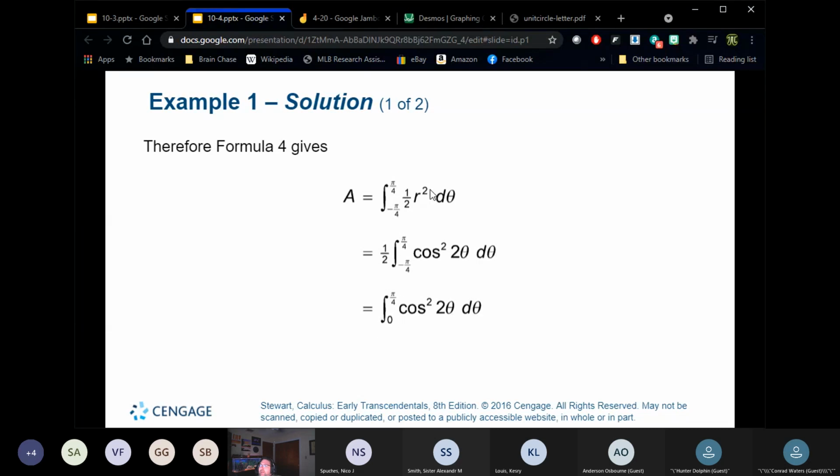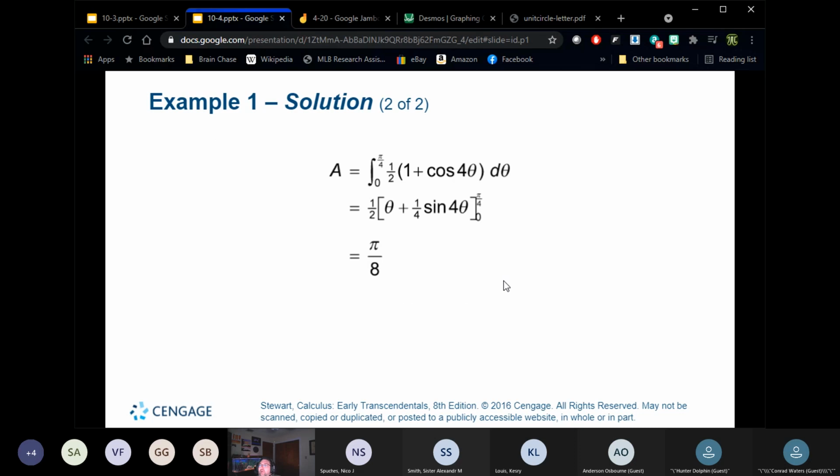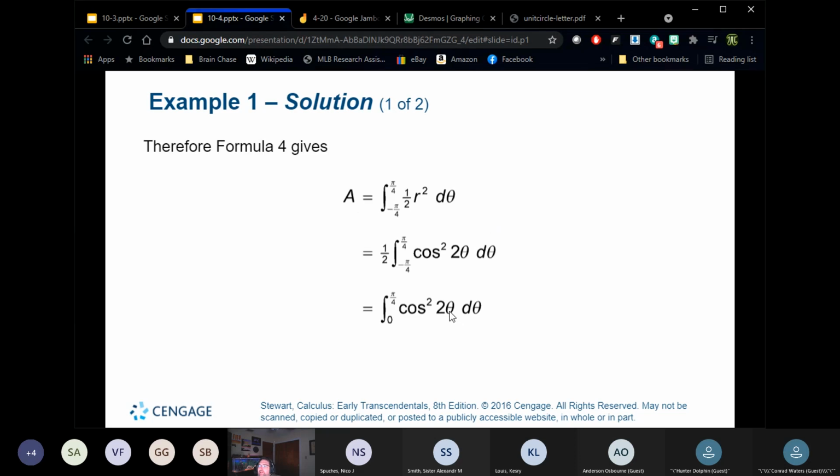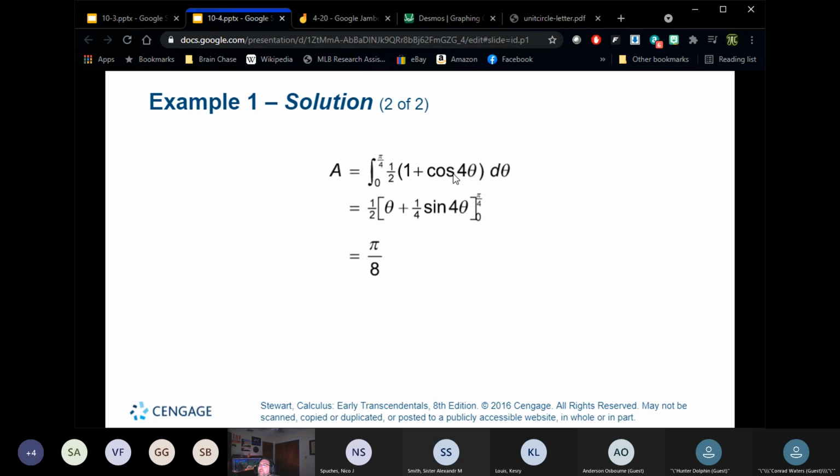So remember r was cosine 2 theta. So I'm looking for the integral of cosine squared 2 theta. We can't integrate cosine squared directly, so I have to use the half angle formulas. So I have 1/2 times 1 plus cosine 4 theta. And it's 4 because there was already a 2 there, so it doubled it. So I can pull back out the half, and then I do the integral of 1, which is theta, and the integral of cosine 4 theta, which is 1/4 sine 4 theta.